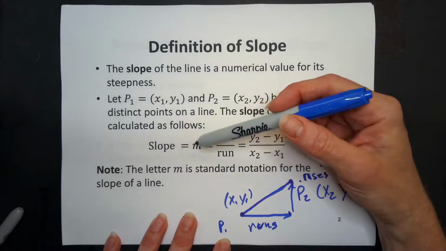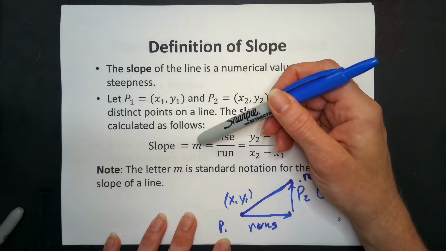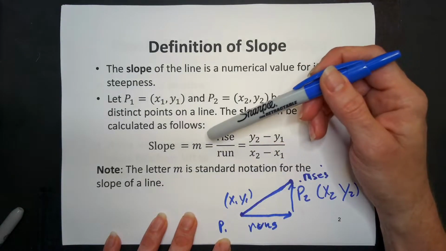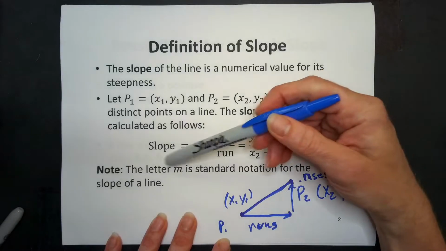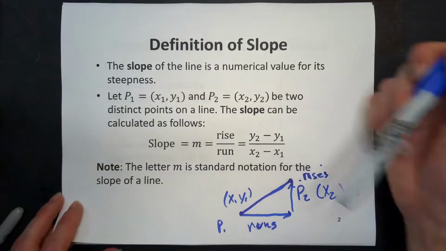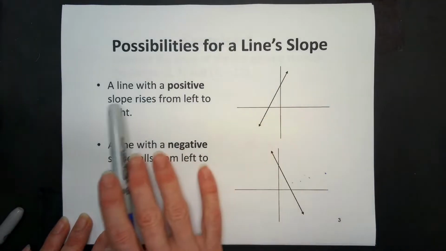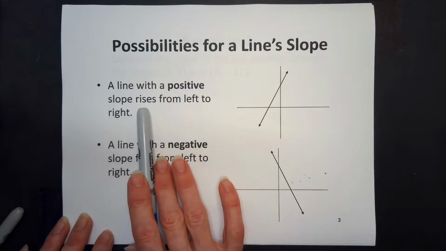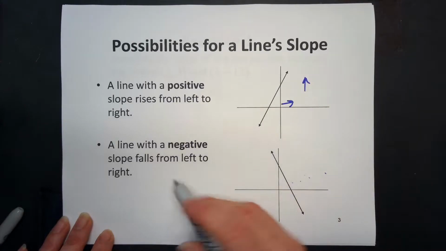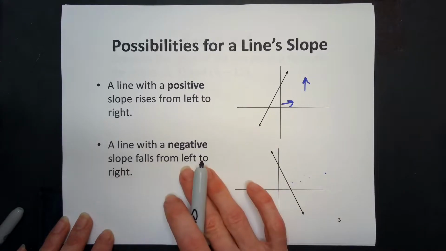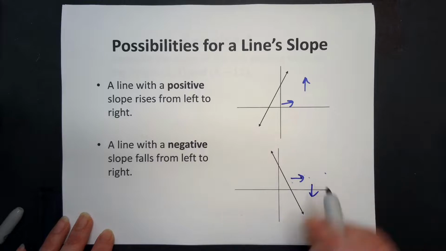The slope can be calculated as follows. The slope equals m, which is pretty much the universal letter we use for slope in algebra, is rise over run. So my differences in my y's over the differences in my x's. And once again, the letter m is the standard notation for the slope of a line. So we're going to see how far it rises. As we move left to right, the slope of a line is going to be positive if it rises from left to right. In other words, it's like going uphill as we move left to right. And a line with negative slope falls as we move left to right. So as we move to the right, it'll go down.